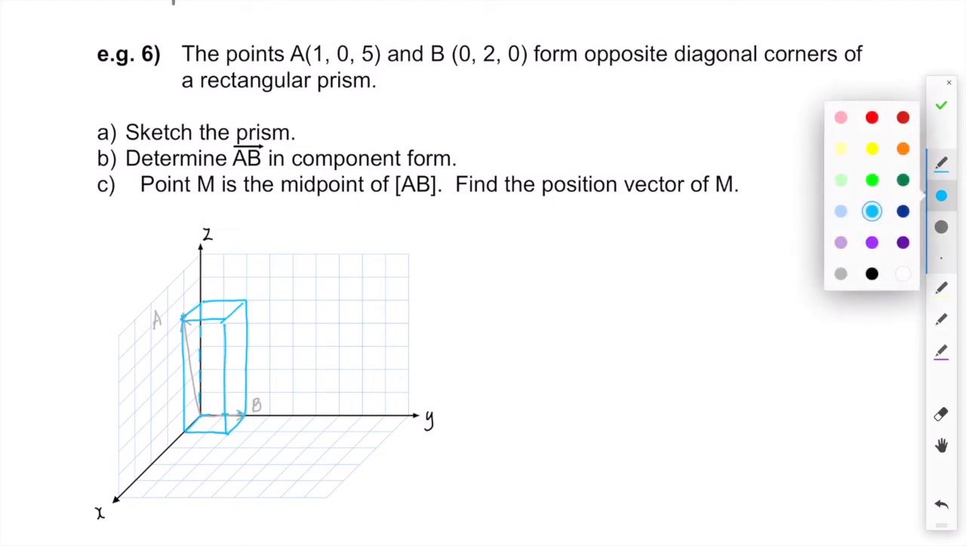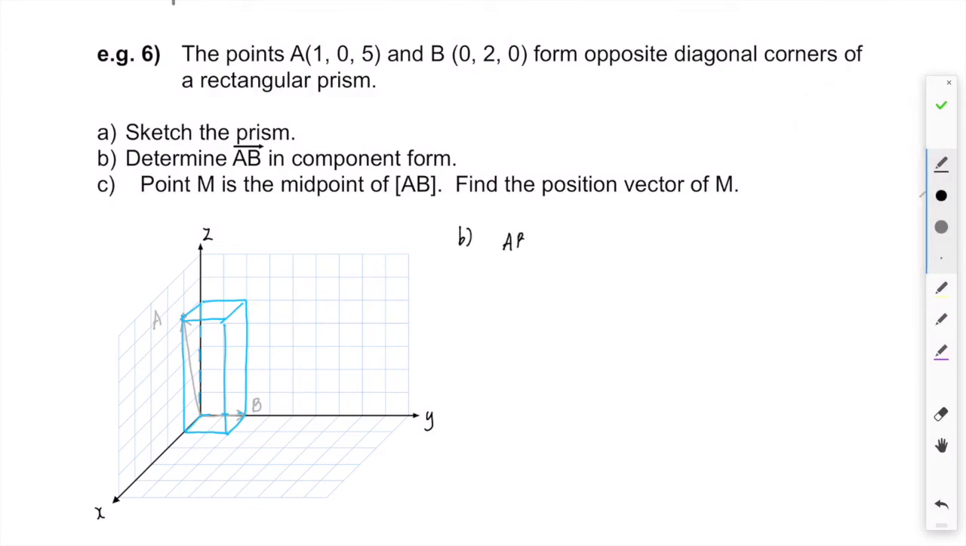And now we're asked to find the vector AB in component form. From the introduction to position vectors and displacement, I know the vector AB is OB minus OA. So OB is 0, 2, 0. OA is 1, 0, 5. So here I have negative 1, 2, and negative 5.